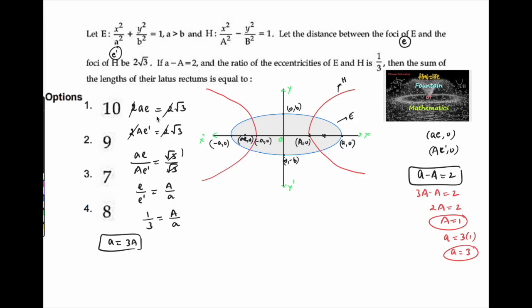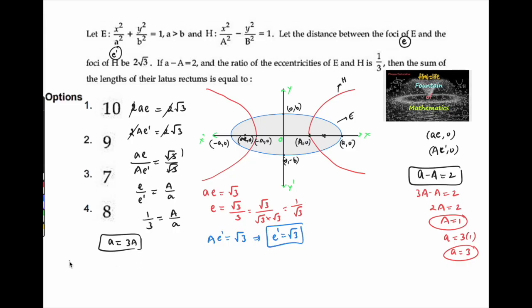Now we know that ae is equal to root 3, so e is equal to root 3 upon small a, which is 3. So we can write e is equal to root 3 upon 3, that is root 3 upon root 3 into root 3, which is equal to 1 by root 3. Similarly, capital A E dash is equal to root 3. So we have capital A is 1, so E dash is equal to root 3.